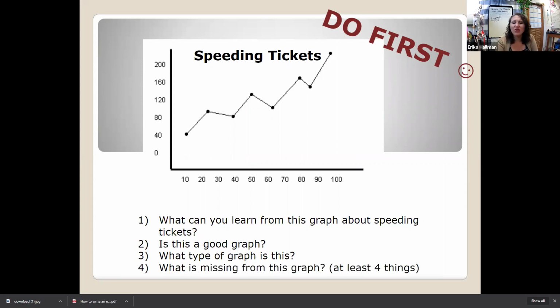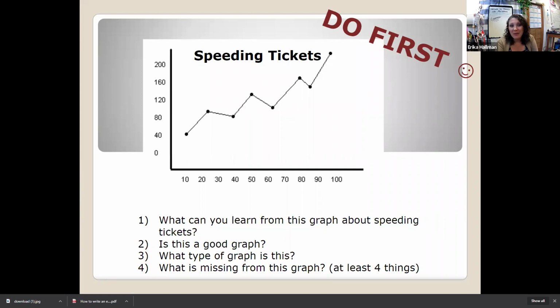The next thing is, to yourself, see if you can pick out 4 things that this graph might be lacking, or 4 corrections that you would make to make this an acceptable graph. Take a look at it and try to pick out 4 things that we could do better on this graph.